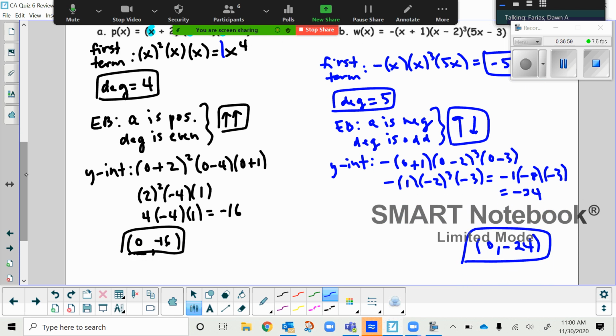So it asked me for the degree, so I boxed my answer for the degree. That's great. And then the end behavior, A is negative, the degree is odd, so my behavior is up, down. Got that? Okay. And then for the y-intercept, I put 0 for all the x's. Math ensued, and then I got negative 24. Did you follow your order of operations fine and get negative 24? There's several negatives in there. It could trip you up. And so then the final answer for the y-intercept is 0, negative 24. Y'all feel good about that? Any questions about that? Okay, no problem.